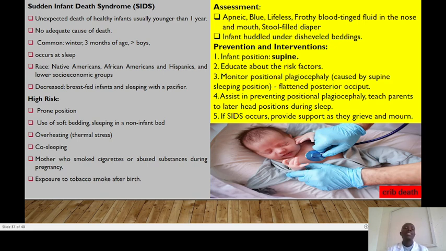And you educate the mothers about the risk factors, and you monitor for positional plagiocephaly. This is normally caused by supine sleeping position, where we now have the flattened posterior occiput. So assist in preventing positional plagiocephaly, and teach parents to use better head positions during sleep. So if SIDS occurs, you have to provide support as the parents will be grieving. All right.